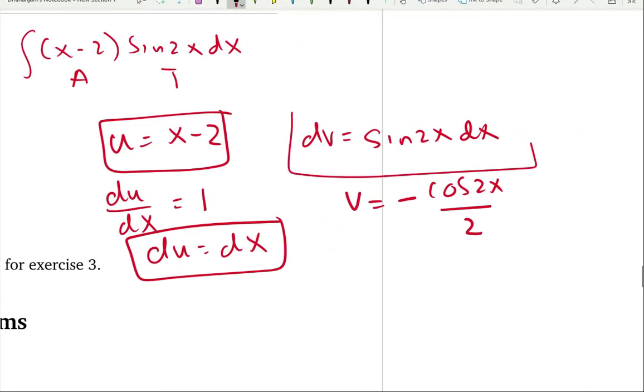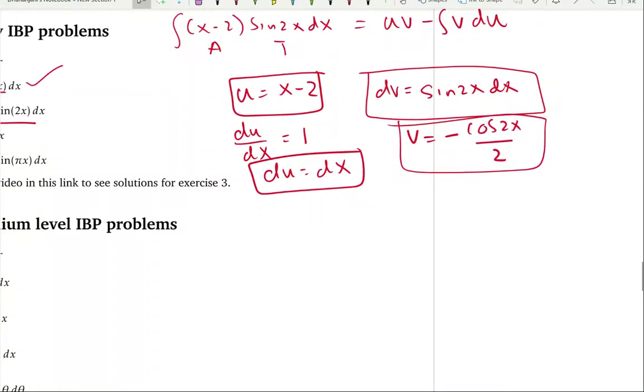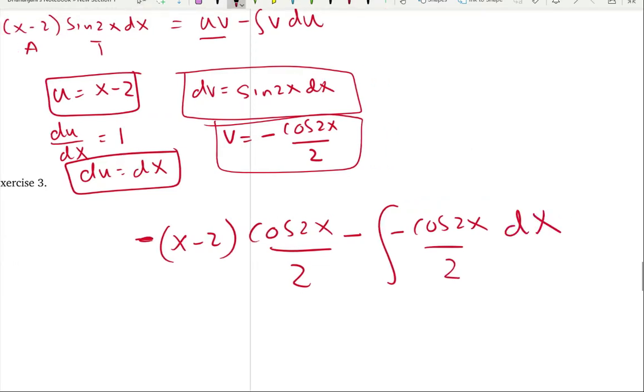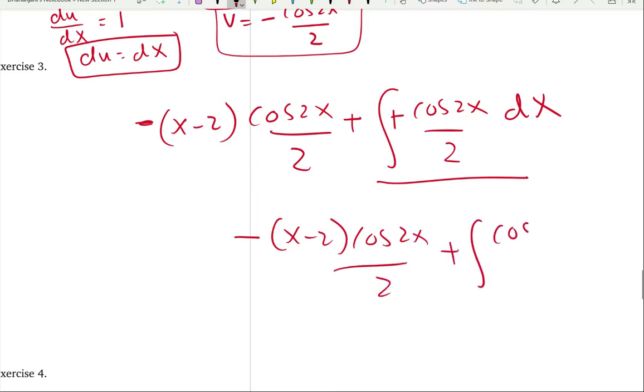So we know u, du, dv, v. Let's use the formula. The formula is uv minus integral of v du. So u is x minus 2, v is negative cosine 2x over 2, so that is this part, minus the integral of v, which is negative cosine 2x over 2, du is dx. Alright, so here can we simplify? Well, negative negative is plus, so minus x minus 2 cosine 2x over 2, plus the integral of cosine 2x over 2.